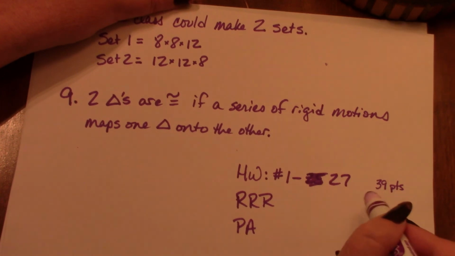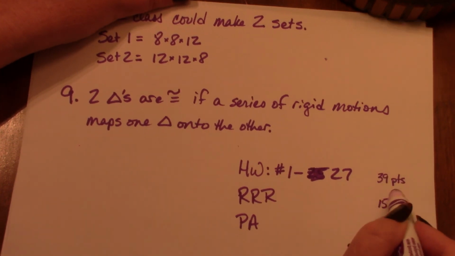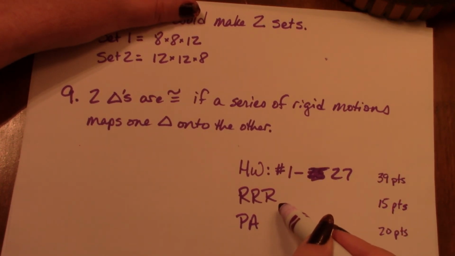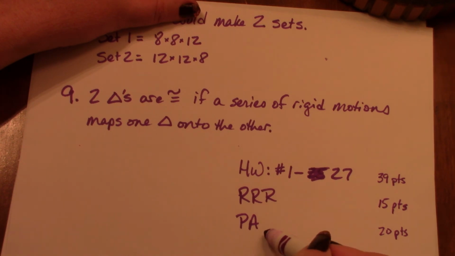Your homework tonight is numbers 1 through 27. And then the next night is going to be review for chapter 5, and then the next night is going to be the performance assessments for chapter 5.